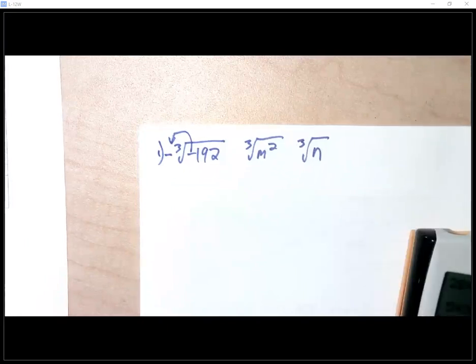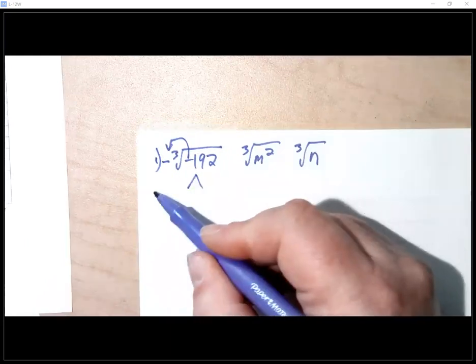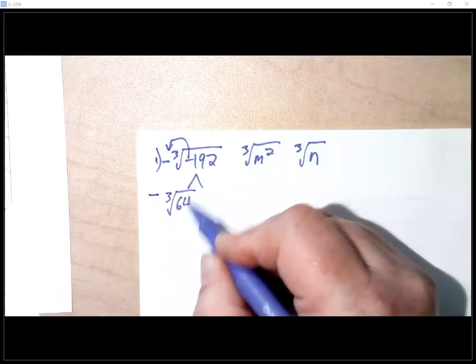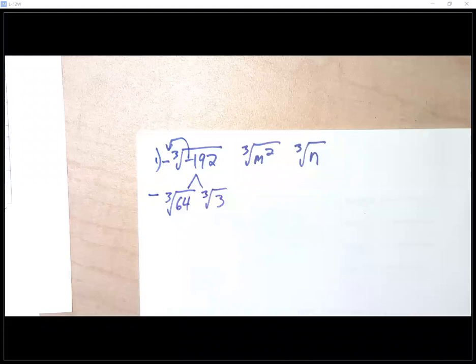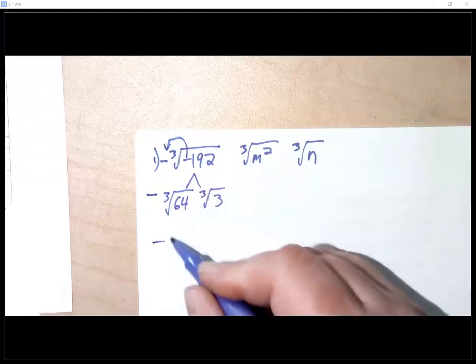64 3 times. Okay, great. So this is going to split up. I have that negative out in front, right? Cube root of 64 times the cube root of 3. The cube root of 64 is just 4. So I get -4 cube root of 3.